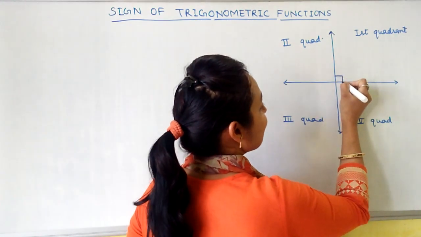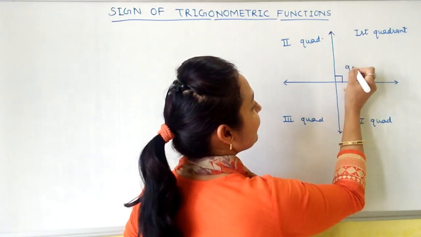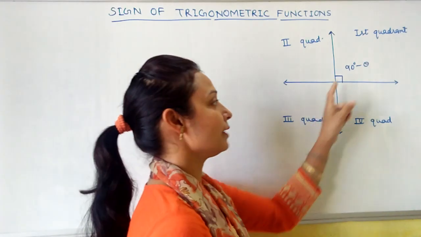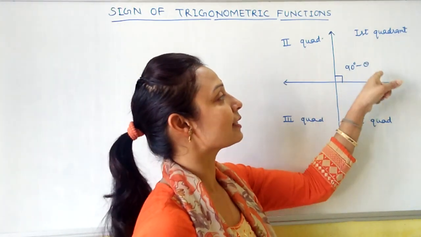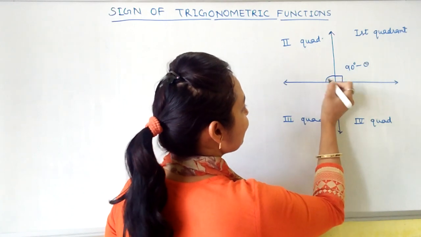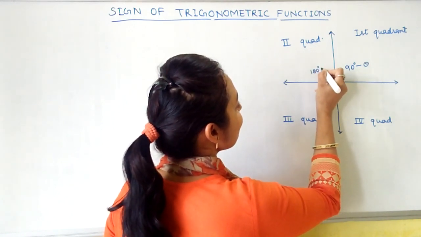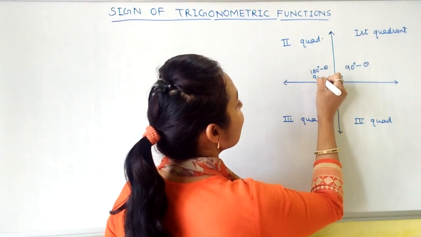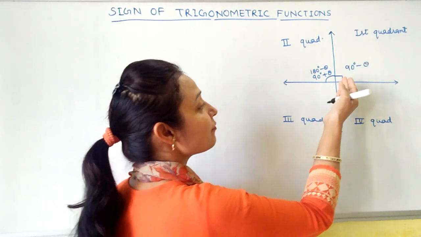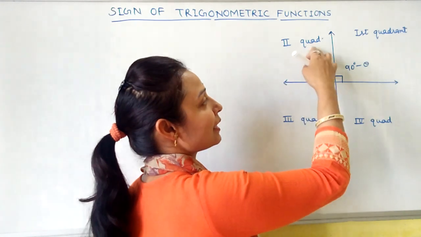This is angle 90, so we can write it as 90 minus theta. If any angle is of the form 90 minus theta, it lies in the first quadrant. Okay, when you come to the second quadrant, it will equal 180 minus theta or 90 plus theta. If I add a small angle theta to 90, it comes into the second quadrant.